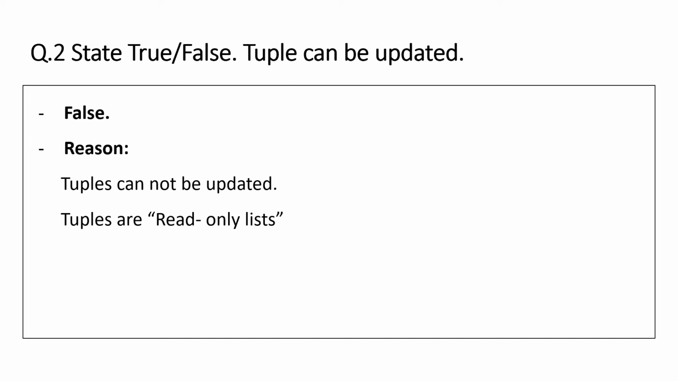Question number 2 is state true or false. The question is: tuple can be updated. The answer for the same is false. We know that tuple is a standard data type available in Python, which is similar to list. But the difference between list and tuple is that a list can be updated, but tuples cannot be updated.